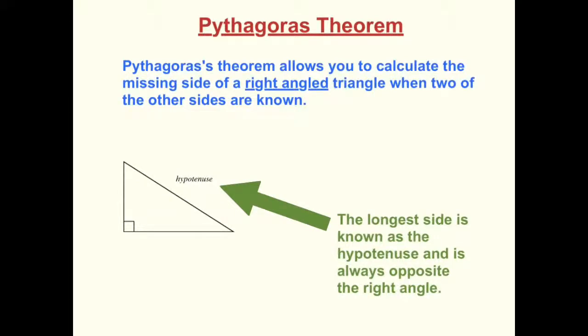Right, in this video we're going to be looking at how to use Pythagoras' theorem in order to find the missing sides in right-angled triangles. One of the key things we need to know about the triangle is that the longest side is known as the hypotenuse. The longest side can be found opposite the right angle.